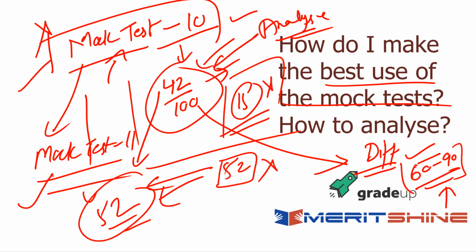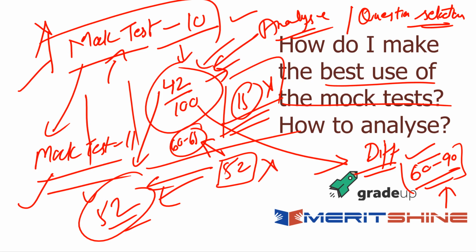The most important part of the analysis would be question selection. Most important part, question selection. Did I select the right questions? For example, in this, you got a 42, you got 15 incorrect. What does that mean? Your attempt would be like 60, 65, something like that. Did I choose the best 60 to 65 questions in the paper? That's the question that you need to answer. And that is the most important question. If you can sort this out, your job is done.